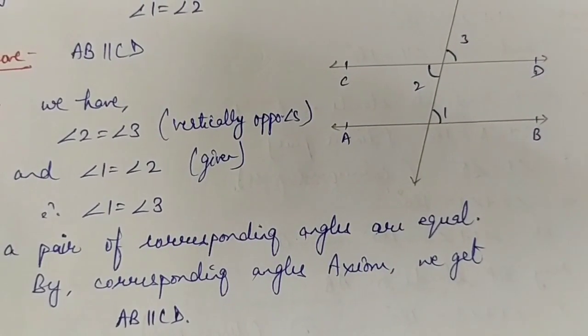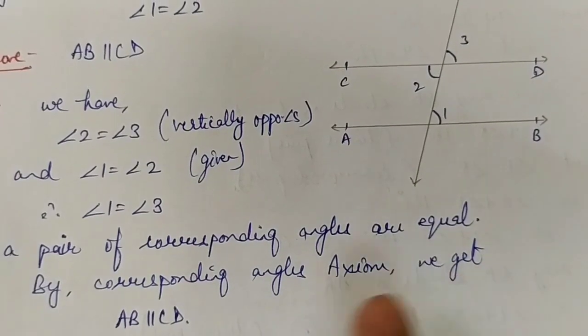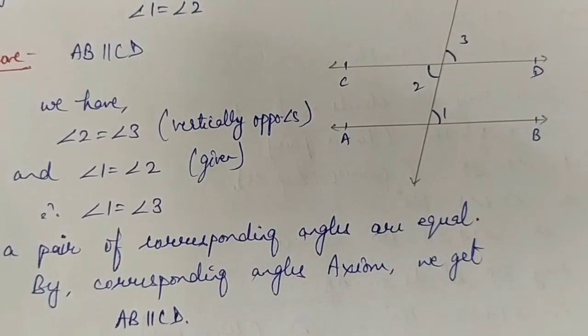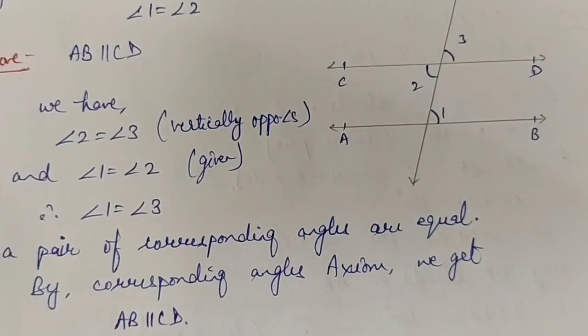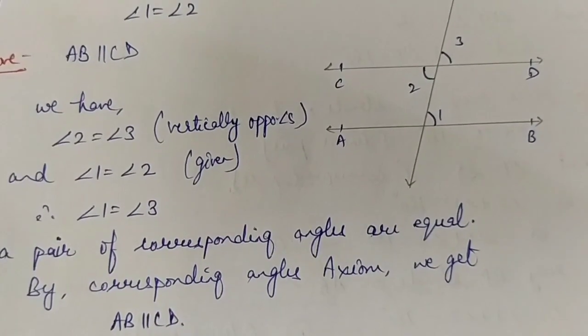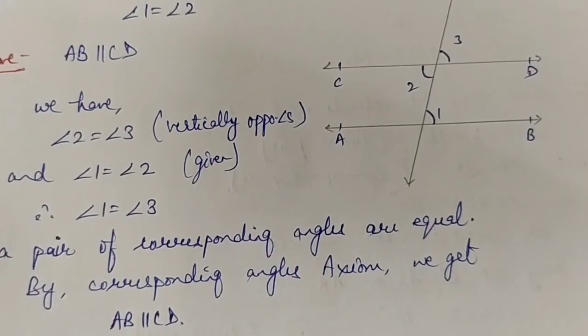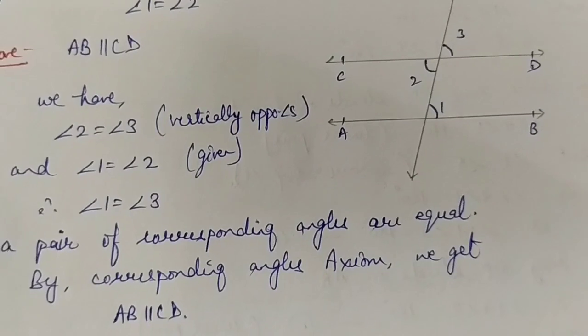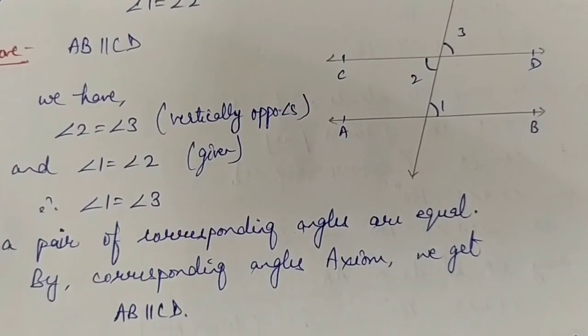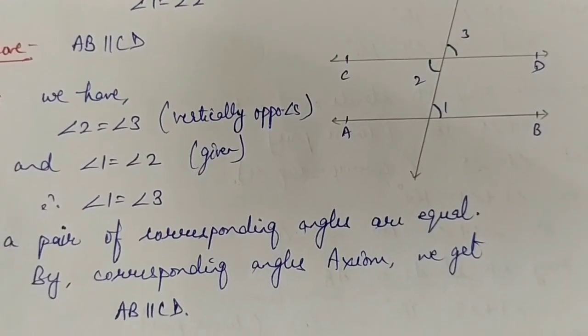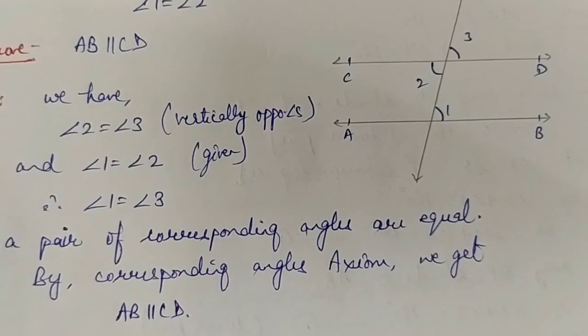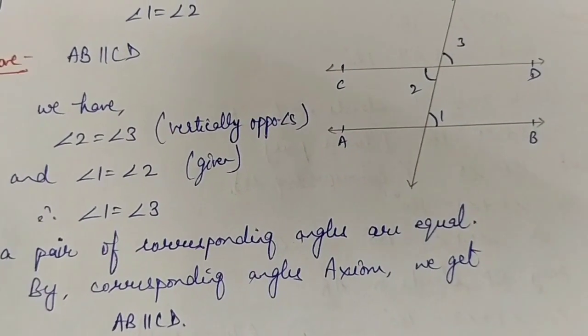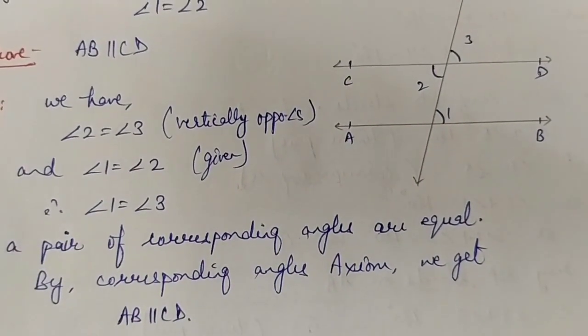देन देयरफॉर बाय कॉरस्पॉन्डिंग एंगल्स एक्सियम वी गेट AB इज पैरेलल टू CD. क्योंकि कॉरस्पॉन्डिंग एंगल एक्सियम में ये है कि अगर आपको एक पेयर कॉरस्पॉन्डिंग एंगल्स का इक्वल मिल गया तो आपकी जो दो लाइंस हैं वो पैरेलल हो जाएंगी, जो मैंने आपको फिगर बनाकर समझाया था. ठीक है, सो इन दिस वे द टू लाइंस गेट पैरेलल, AB इज पैरेलल टू CD. नाउ मूविंग टुवर्ड द थ्योरम 6.4.